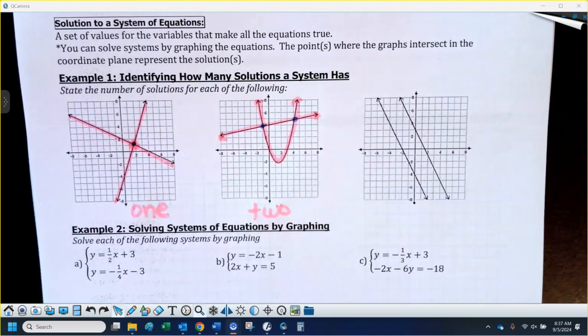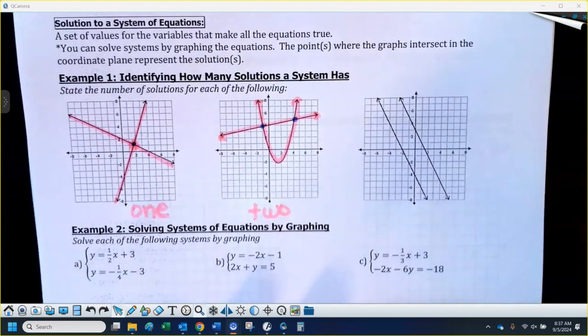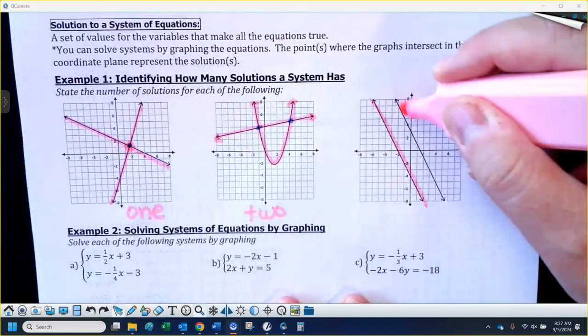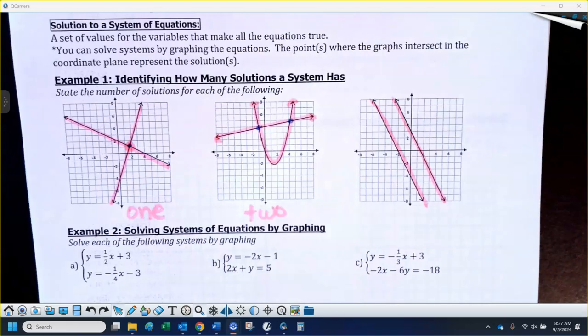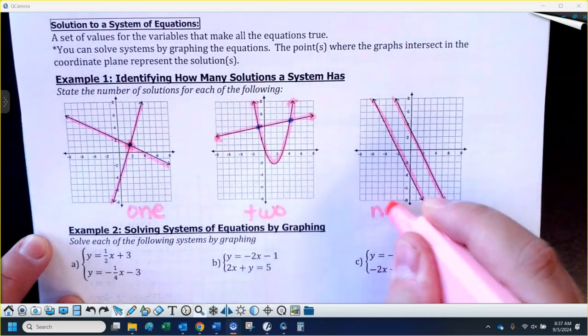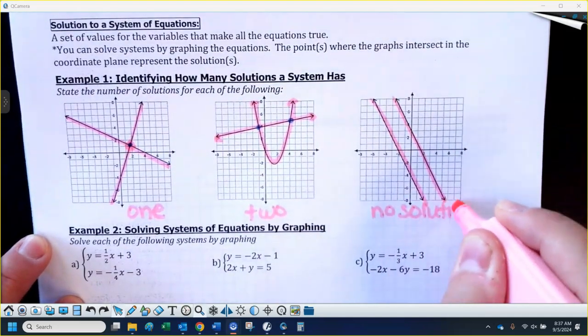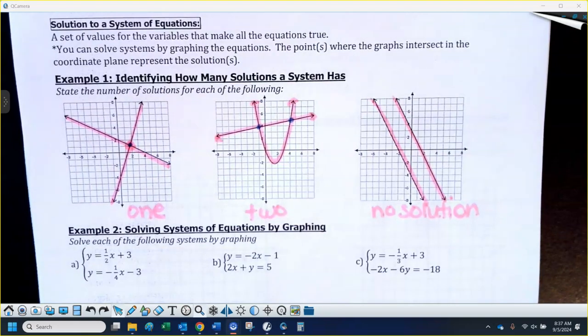What about the third system? I've got 2 lines graphed here. How many solutions do you see there? How many points do they have in common? No solution. They don't run into each other, right? So these are parallel lines. This is no solution. Okay. Does anybody have any questions?